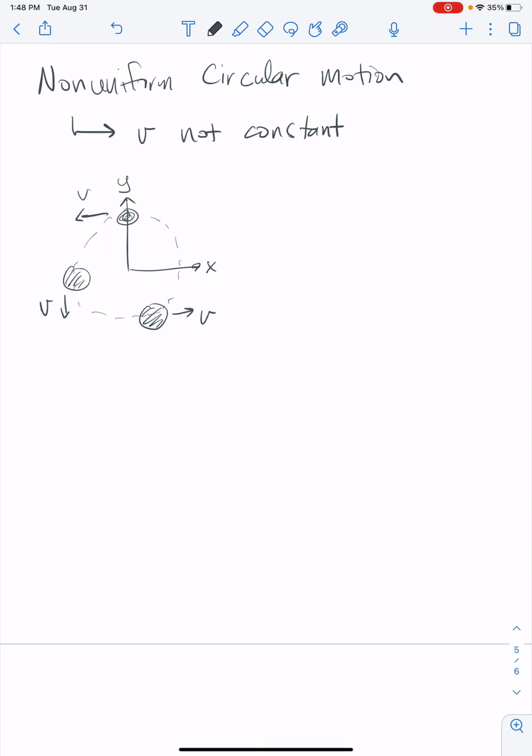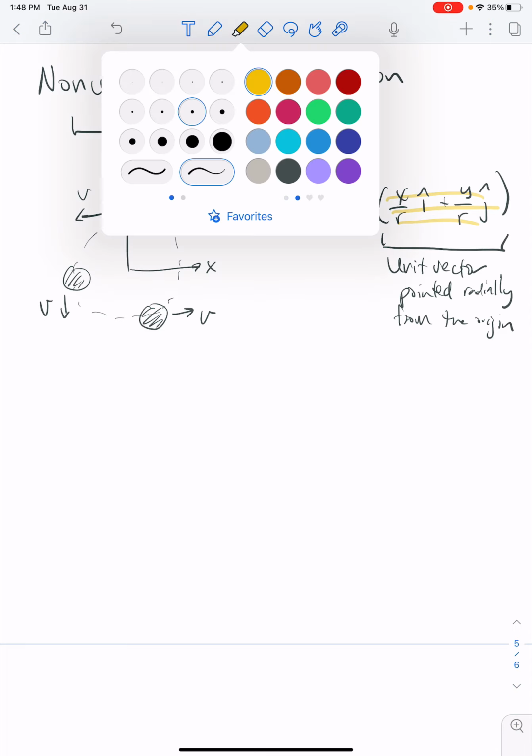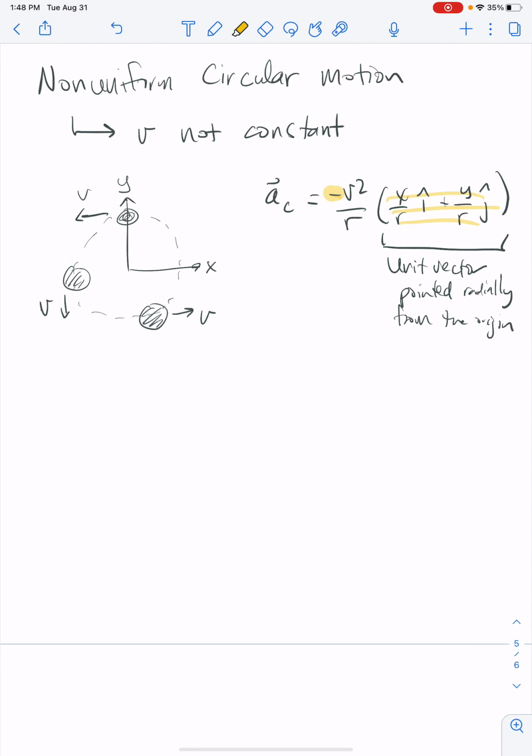Then we said we could write down that the centripetal acceleration was negative v squared over r, (x over r i hat plus y over r j hat), where this has a constant magnitude and this part here is a unit vector pointed radially from the origin. And then due to this negative sign, that means our centripetal acceleration is pointed toward the center of the circle at all times, okay?